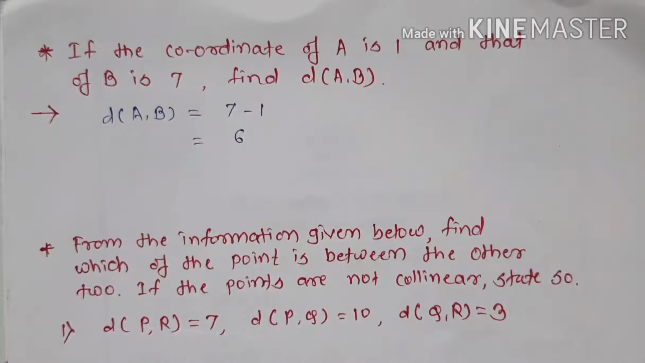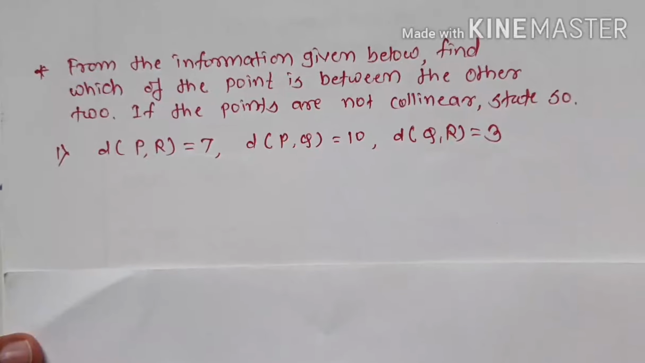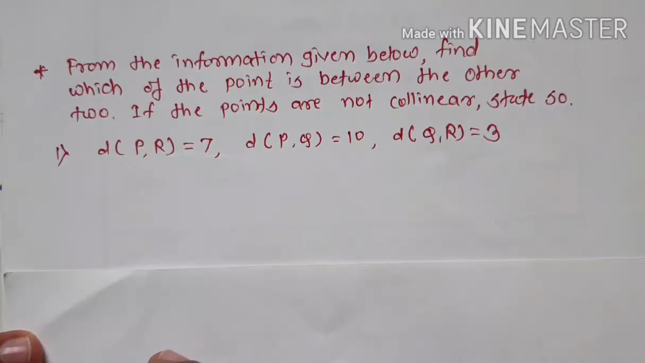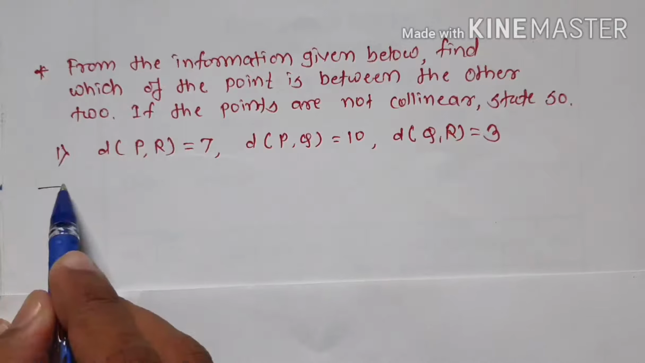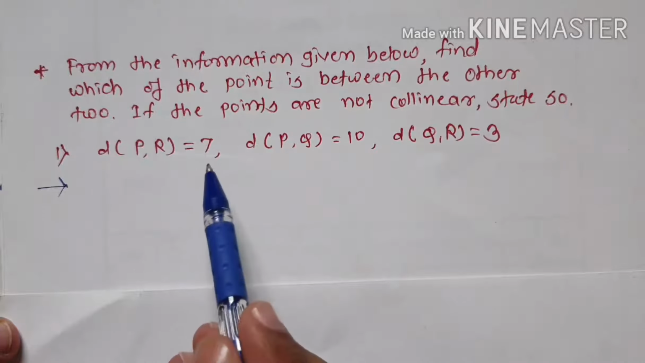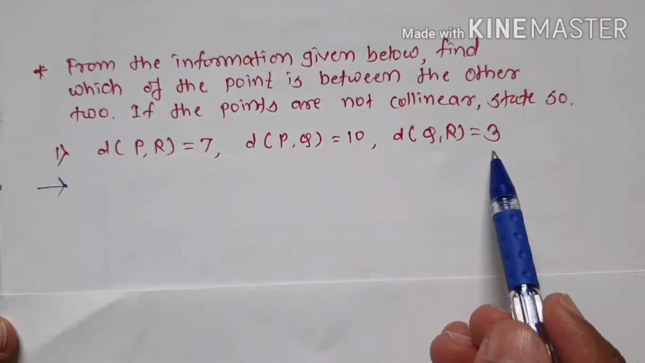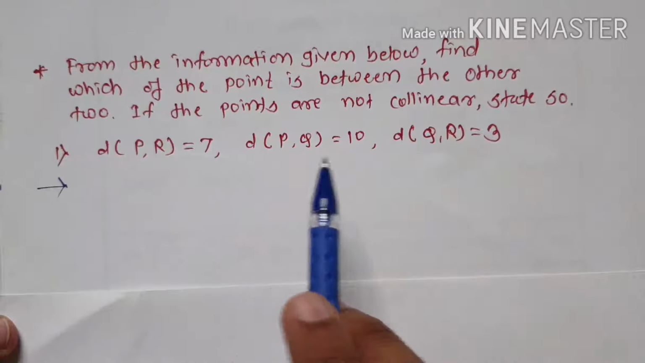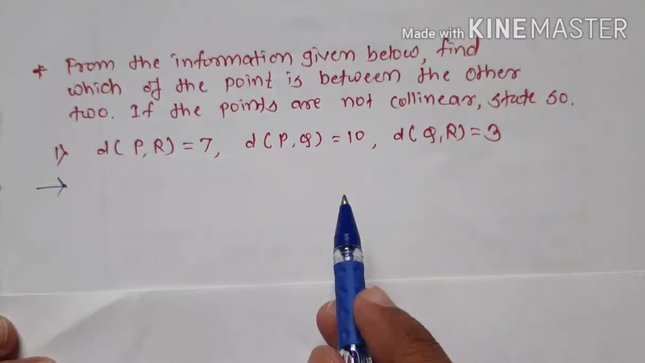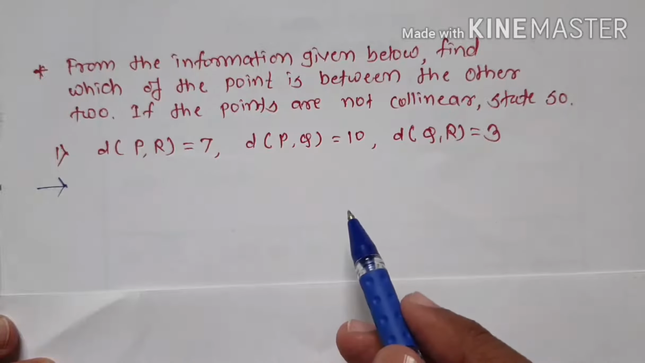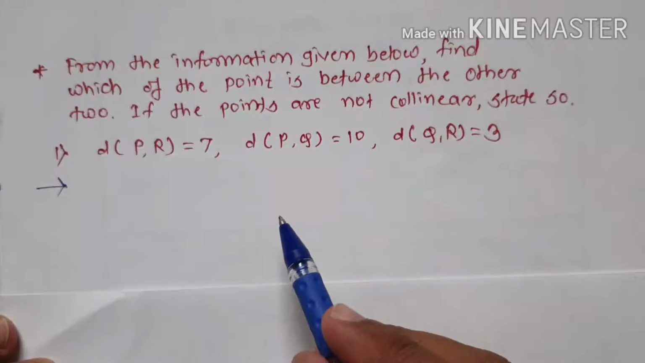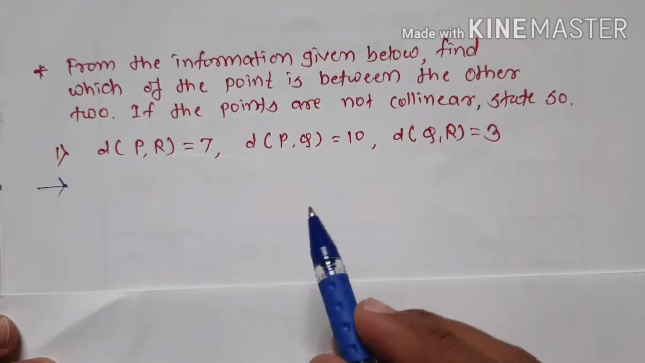Now the next problem is, from the information given below, find which of the points is between the other 2 points. If the points are not collinear, state so. First problem is given here, distance PR is equal to 7, distance PQ is equal to 10 and distance QR is equal to 3. So 3 points are given here, P, Q and R. First we have to decide whether these 3 points are collinear or not, and if they are collinear, then we have to find which point is between the other two.